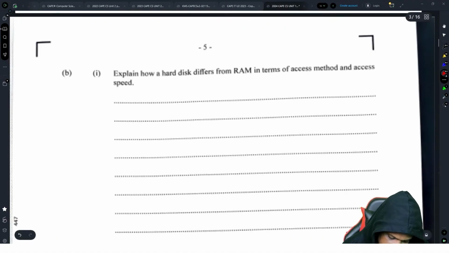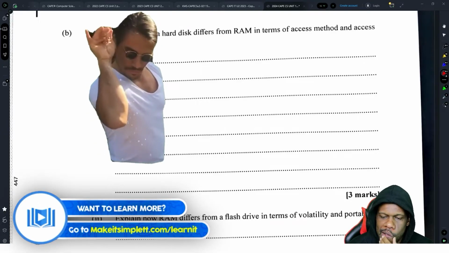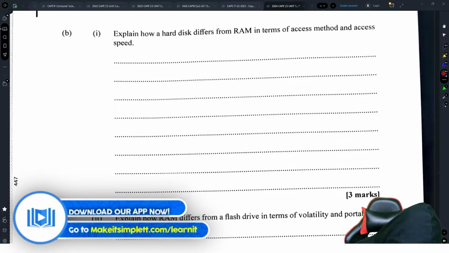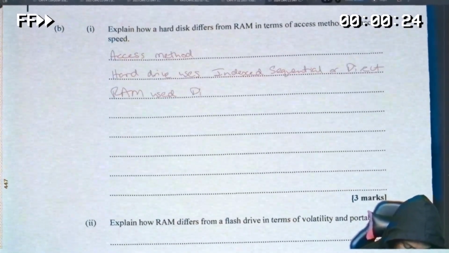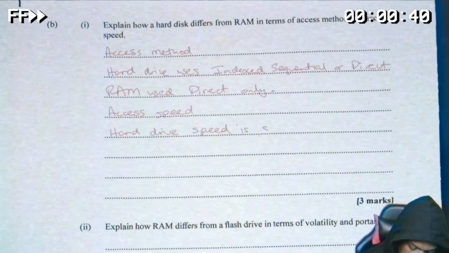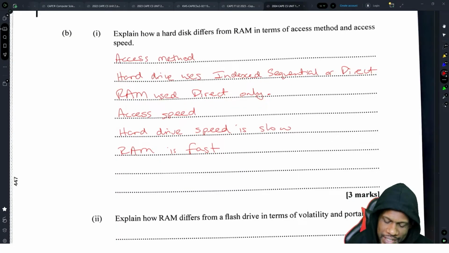Explain how hard drive differs from RAM in terms of access method and access speed. Cake. When you see questions like this, you just kind of go, yeah. So let's go with method. Yay! You just crushed it there.